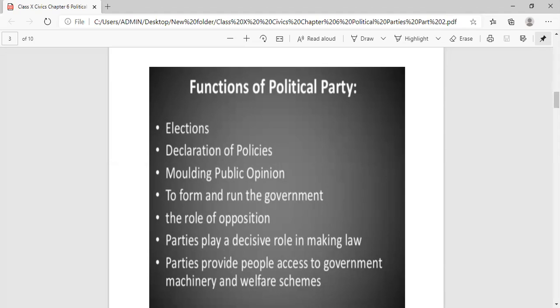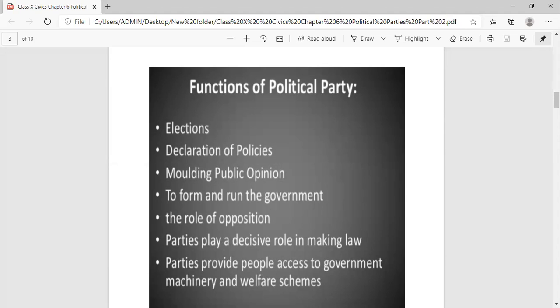Now let's move on to the next function of the political party, that is to put forward policies and programs. Different political parties put forward their policies and programs before the voters and voters choose from them. Political parties accommodate different views and opinions. In a democracy, people have different views on what policies are useful for the society and the country.